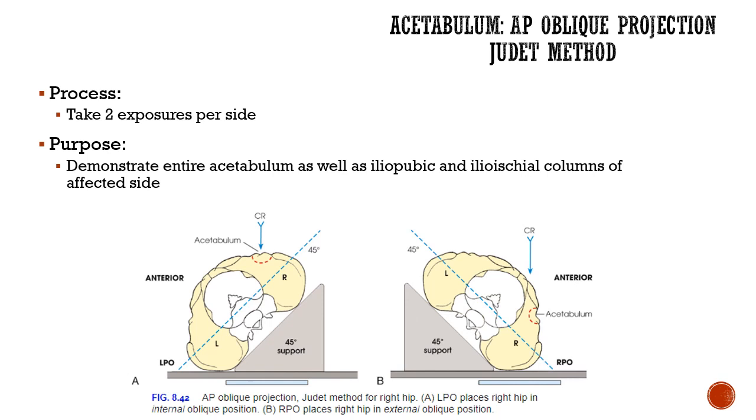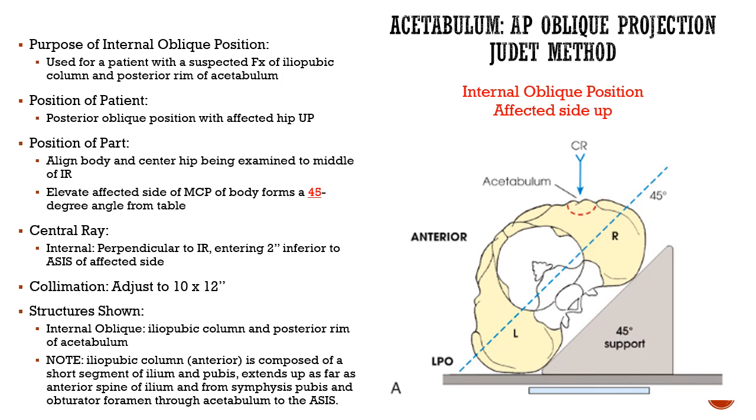In this example, our affected side is the right side. We're looking at two views, and we're going to place our patient on a 45-degree sponge. On the internal oblique position, which is the affected side up, we're going to align the body and the center of the hip being examined to the middle of the image receptor.